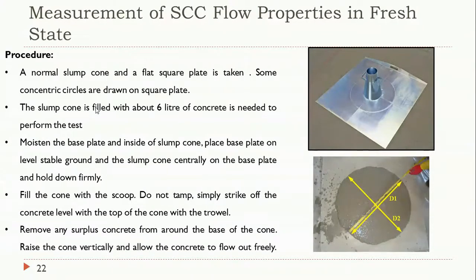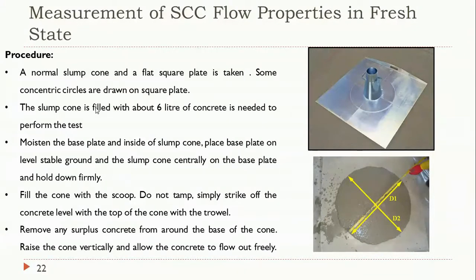After placing the slump cone at the center of the base plate, the slump cone is filled with about 6 liters of self-compacting concrete, which is needed to perform the test. 6 liters of concrete is required to perform this test. With the help of a scoop, we fill inside that cone. When we are filling, we don't compact it. Usually in normal concrete, we compact the concrete in 3 layers, right? Here we don't compact anything, because it is self compacting concrete. It compacts itself, so no need to compact it.